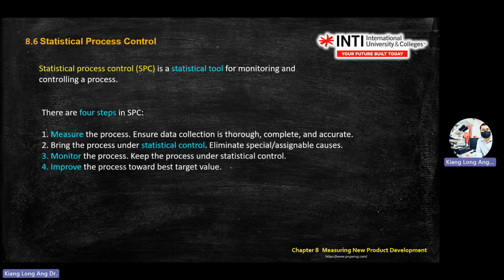The four steps in a statistical process are: you measure, then you do analysis, then you monitor, then you improve. These are the steps to do.